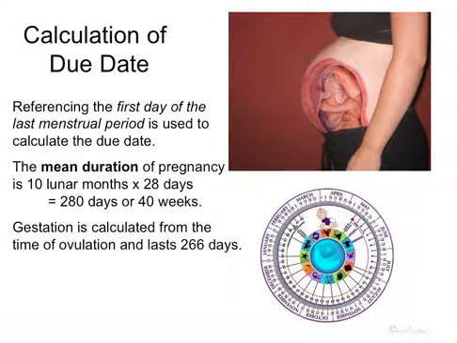To calculate the due date of when we're going to have the baby, we reference the first day of the last menstrual period. So that gives us a mean duration of pregnancy of 10 lunar months. A lunar month is 28 days, that's 280 days or 40 weeks. Gestation is calculated from the time of ovulation and lasts 266 days, and that's 14 days less.